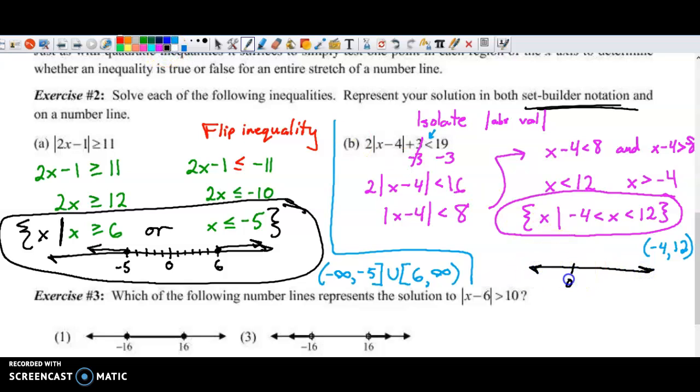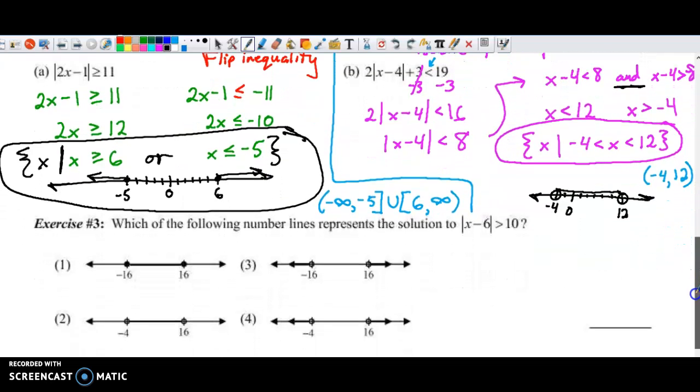Again, I like to see 0. You don't have to. Maybe I'll count by 2's. From negative 4, 2, 4, 6, 8, 10, 12. And we want values between. Notice that that's an and statement. And over here we had an or statement. And there's a big difference between those two.